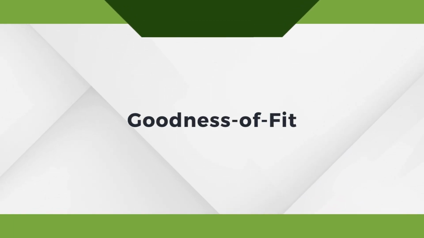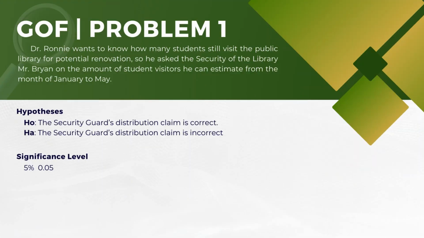Let us analyze the different problems by utilizing the chi-square goodness of fit method. For our goodness of fit, problem number 1, Dr. Ronnie wants to know how many students still visit the public library for potential renovation. So he asked the security of the library, Mr. Brian, on the amount of student visitors he can estimate from the month of January to May.